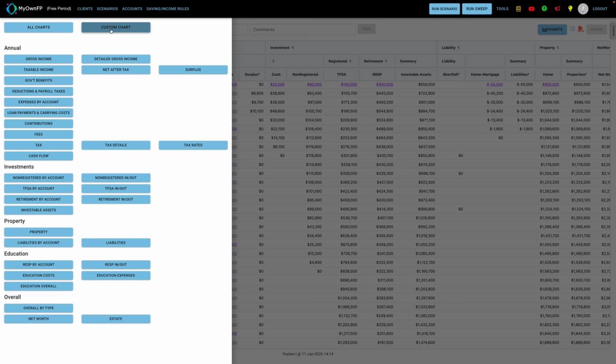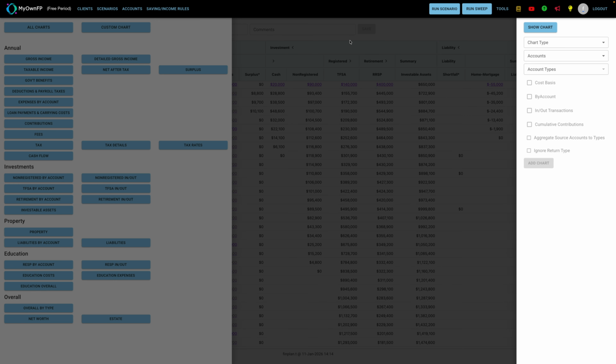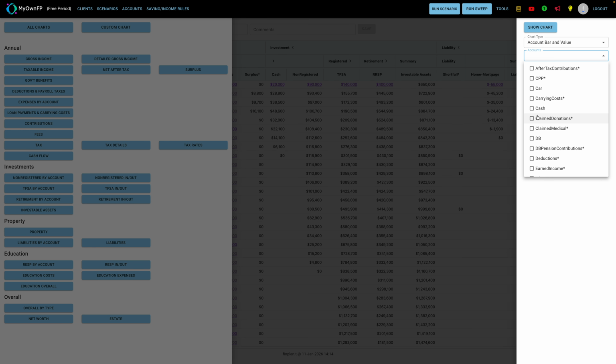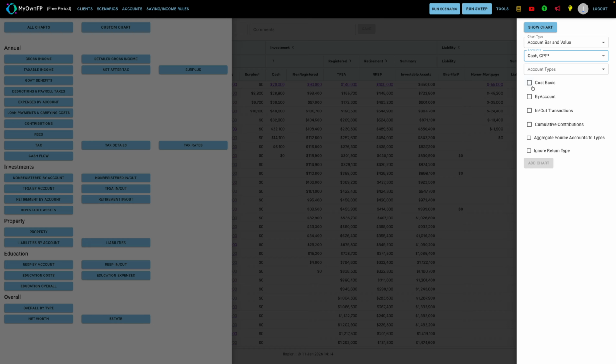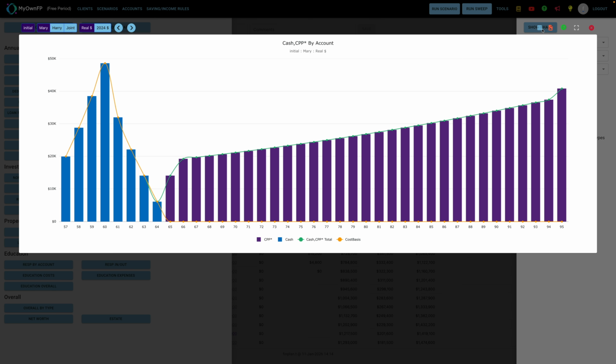You can do a custom chart. So if I click on custom, and I'm just going to do account with multiple borrowers and a couple accounts, we're going to do our cash account and our CPP account. Just as an example, you can do whatever you want. We're going to look at the cost basis and by account, and then we're going to show that. Right now you can't save these. That's what this add chart eventually is. You should be able to save these and have them show up as custom ones that you want.